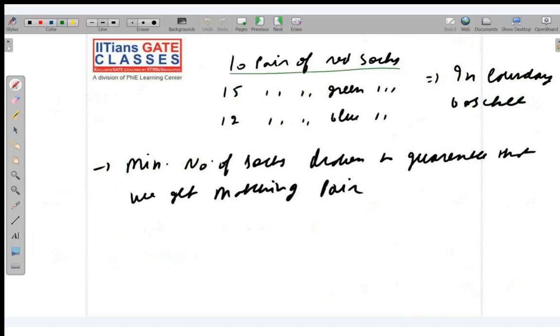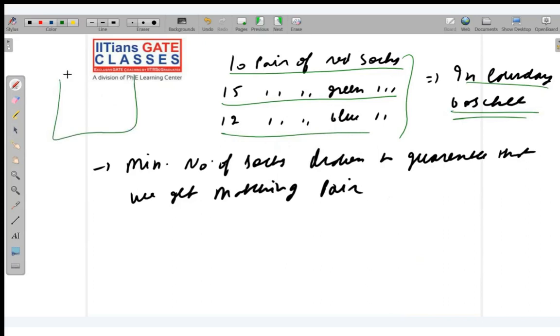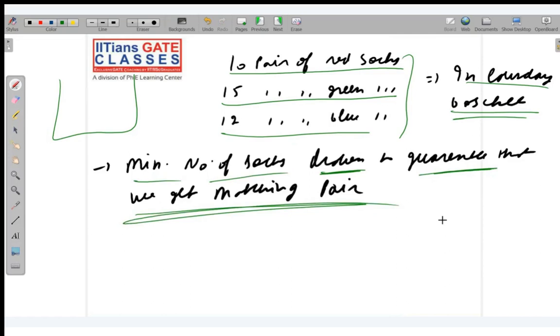So now we are saying 10 pairs of red socks we are having, 15 pairs of green socks we are having, 12 pairs of blue socks we are having in a laundry basket. So we have a laundry basket, and in that we have different pairs of socks, and obviously all of them are mingled up. You cannot say that the 10 pairs are separate, 15 pairs are separate. You have just put them in the laundry basket. So by common sense you will say everything is mingled up. Now they want the minimum number of socks drawn to guarantee that we get a matching pair.